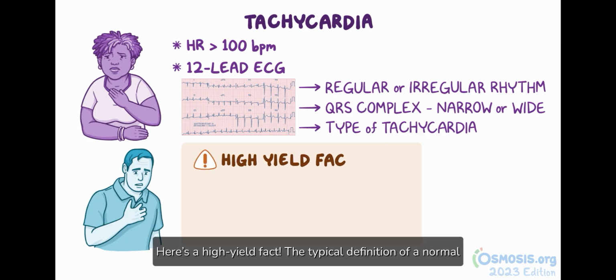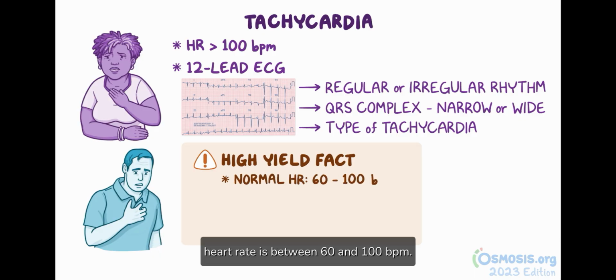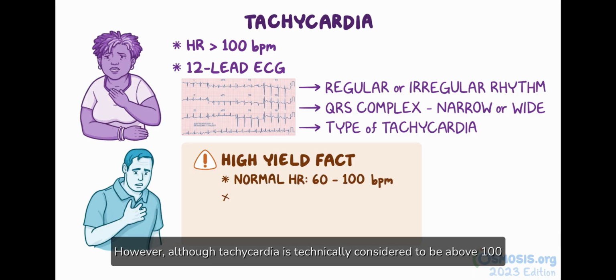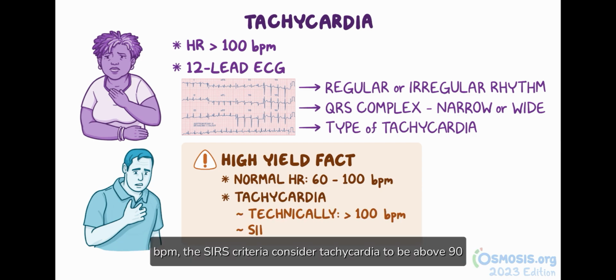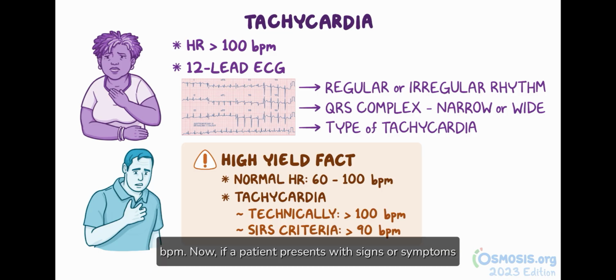Here's a high-yield fact. The typical definition of a normal heart rate is between 60 and 100 beats per minute. However, although tachycardia is technically considered to be above 100 beats per minute, the SIRS criteria consider tachycardia to be above 90 beats per minute.